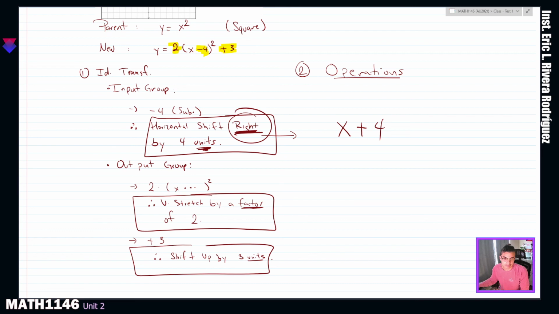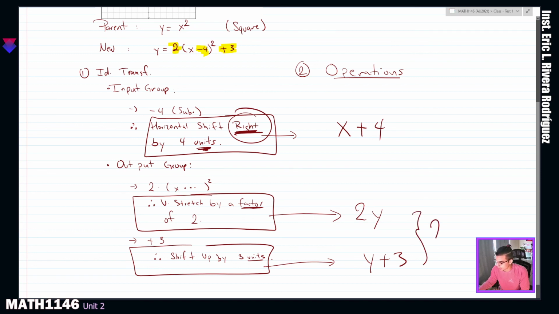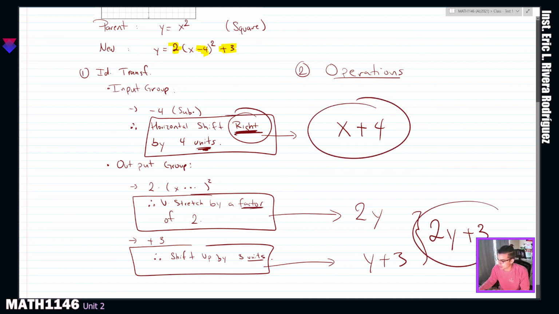Here we have 2 transformations on the y. We have a vertical stretch by a factor of 2, so 2 times y, and we have a shift up by 3 units, y plus 3. We need to combine these two together to create that equation. It will be 2 times y plus 3. So these are the two answers for the second step: the equation for the x coordinates and the equation for the y coordinates.